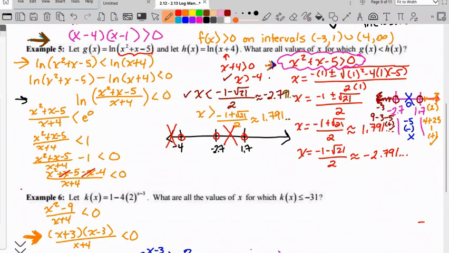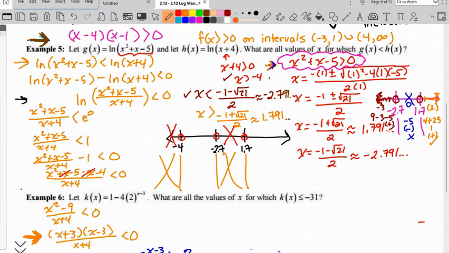So we have these domain restrictions going on, okay? And then we need this inequality to be true. So we want to know where this expression, which is equal to our original function that we're solving, is less than 0. And so we're going to test in these intervals. So we're not going to test this interval, and we're not going to test that interval. We're just checking between these two.